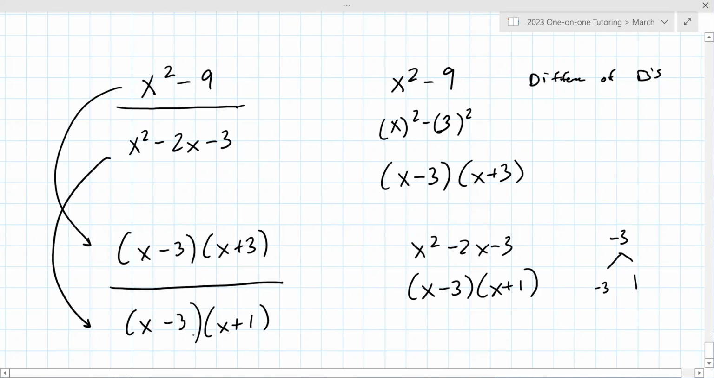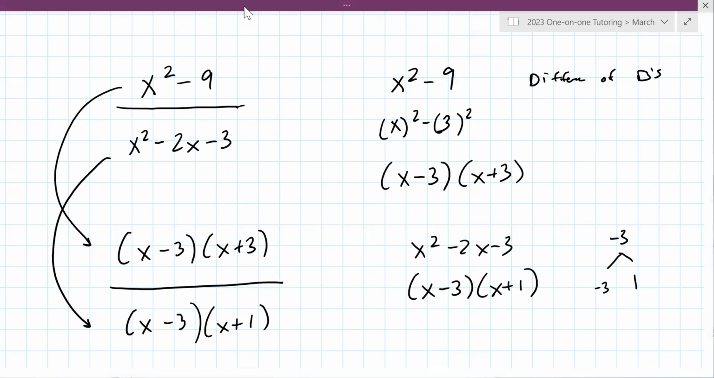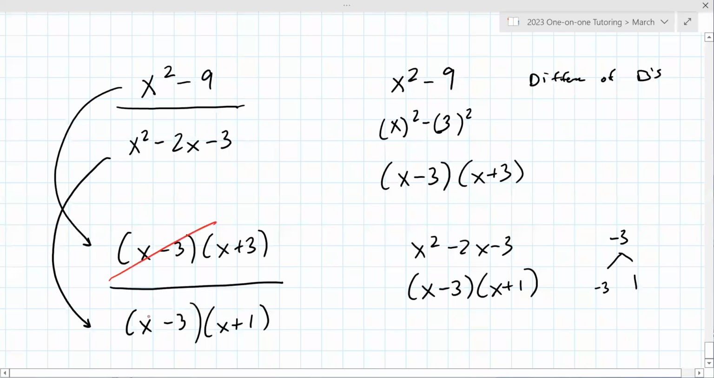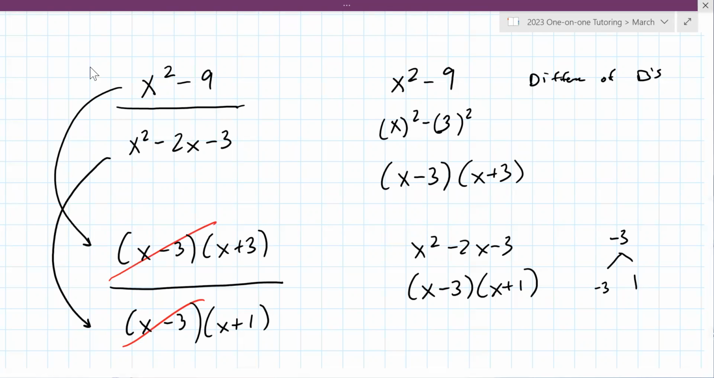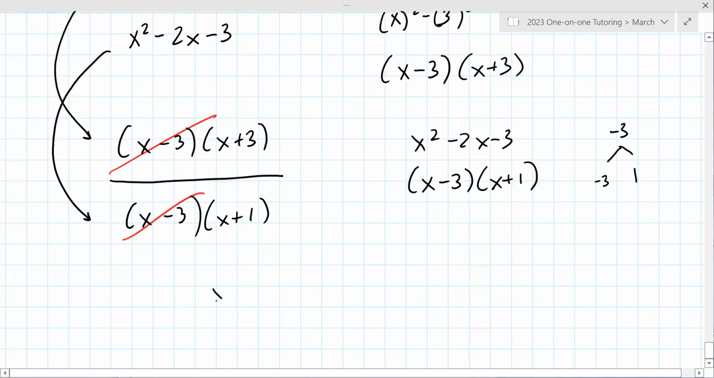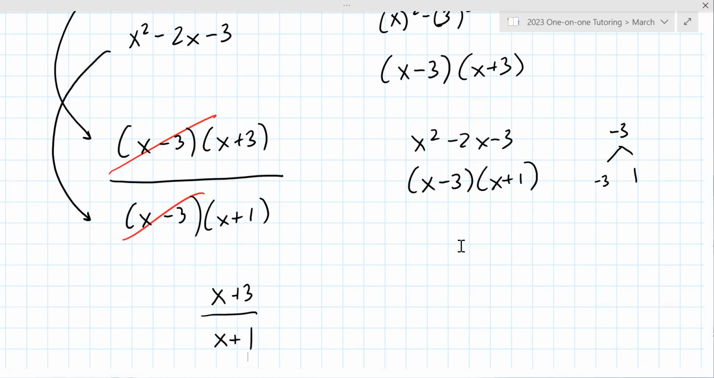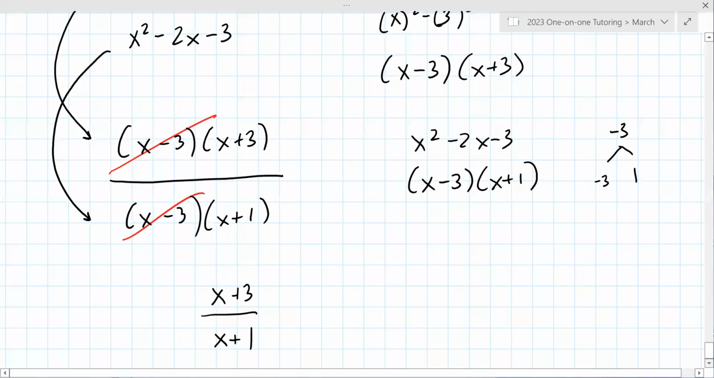Do you see any cancellations? Yeah, the top, the first one. Yes. All right, so your final answer is x plus 3 over x plus 1. Okay. Let me know when you're ready for us to try another one.